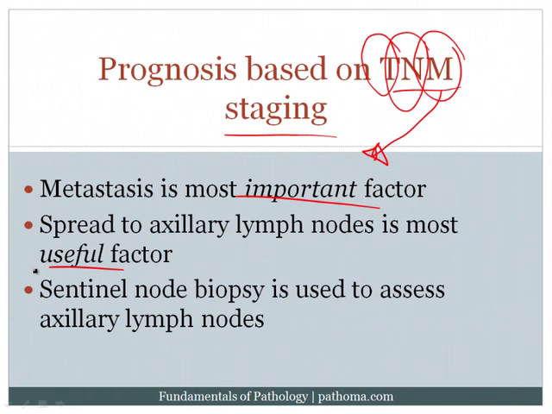Metastasis is most important. However, because most patients don't present with metastasis, what becomes particularly useful in those patients is the second most important factor, which is spread to the axillary lymph nodes. The way by which we determine spread to the axillary lymph nodes is called a sentinel lymph node biopsy.